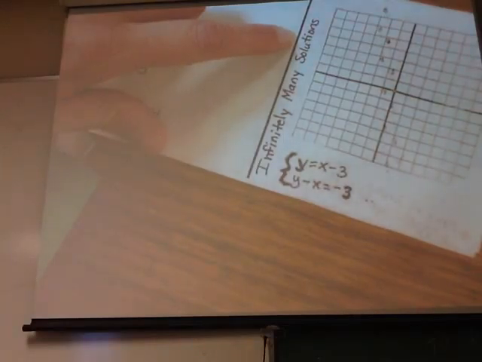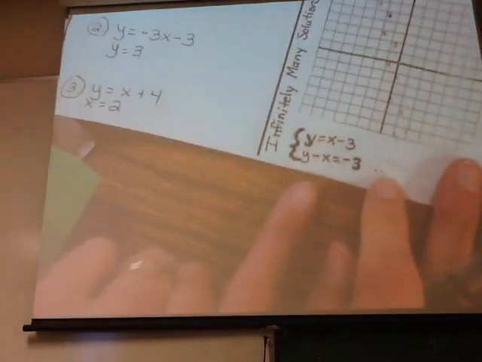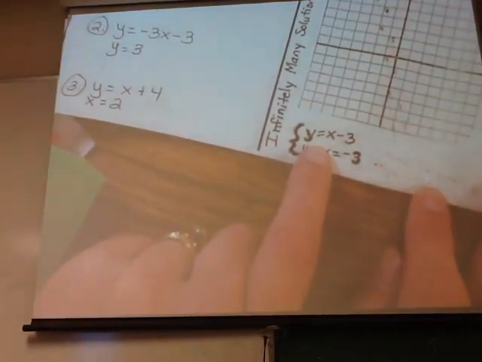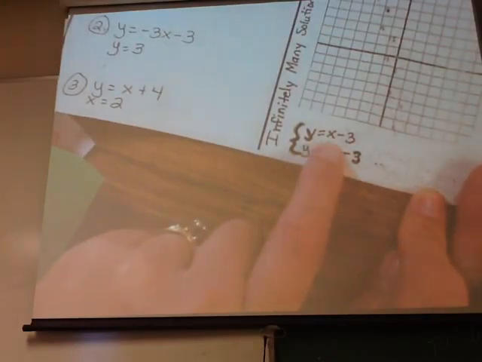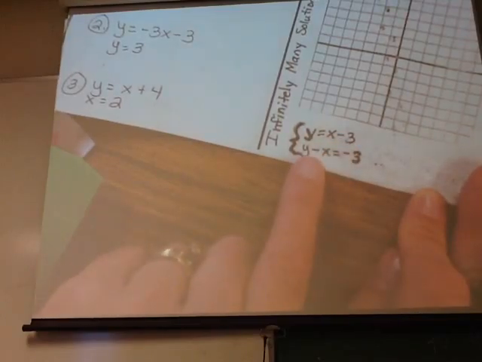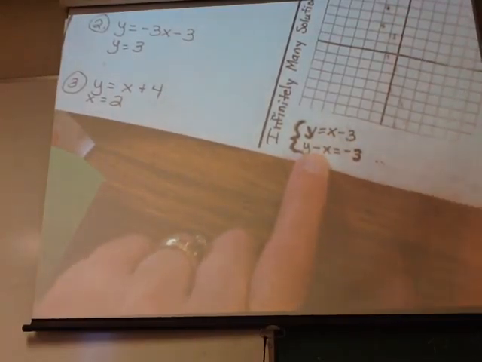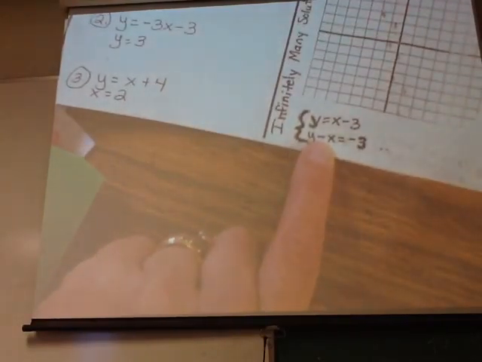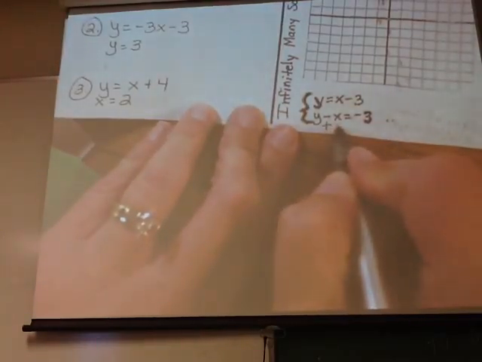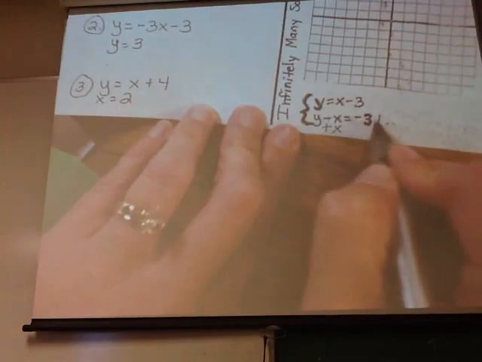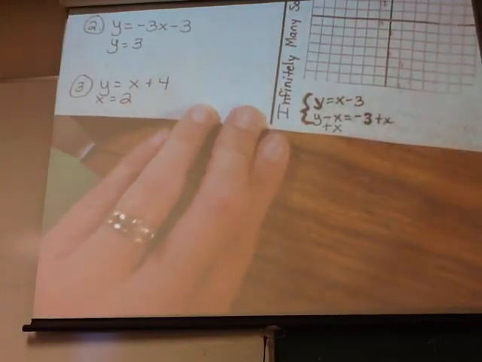So we're going to use our two colors, okay? First of all, let's look at this. Is this one already in slope-intercept form, y = mx + b? Yes, that one is, but what about this one? We need to make this y equals. How do you do that? Add x to both sides. So you can write this down, add x to both sides.